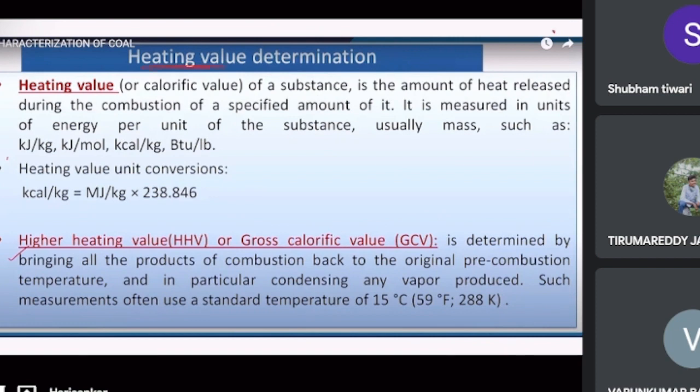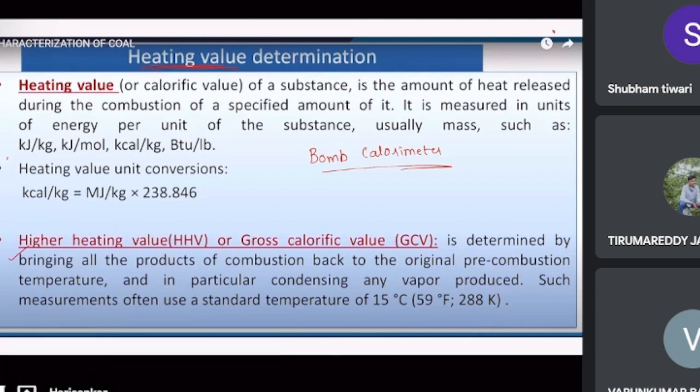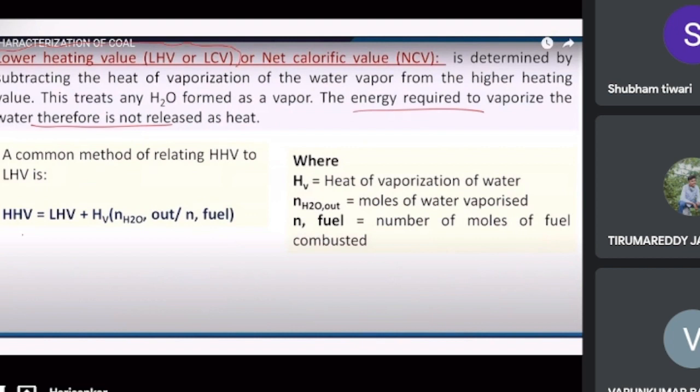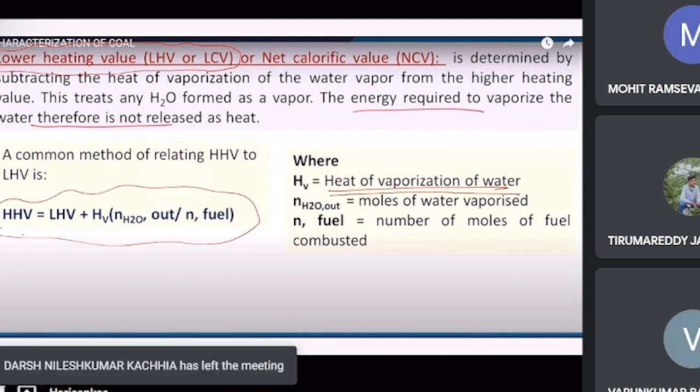Then another method to determine the value of your coal is the heating value or the calorific value. To find this calorific value, we usually use something called a bomb calorimeter. We'll be looking into the working principle of a bomb calorimeter in a few minutes. But just before moving on, you can have two different kinds of heating values. One is the higher heating value, and the other is the lower heating value. Basically, the difference between these two is that one takes into account the heat of vaporization of water. This is the relationship between the higher heating value and lower heating value.